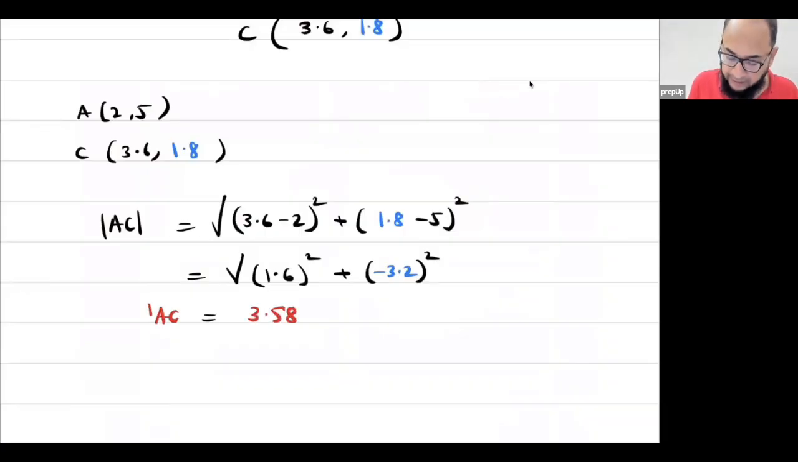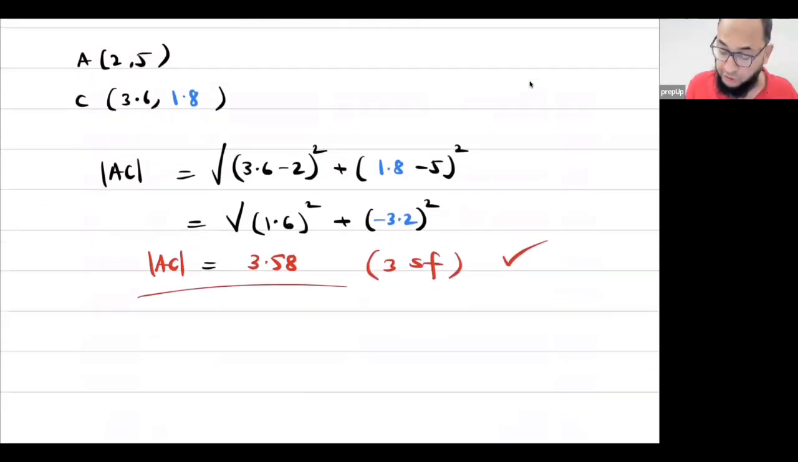And this is correct to 3 significant figures. So that's how this question is done.